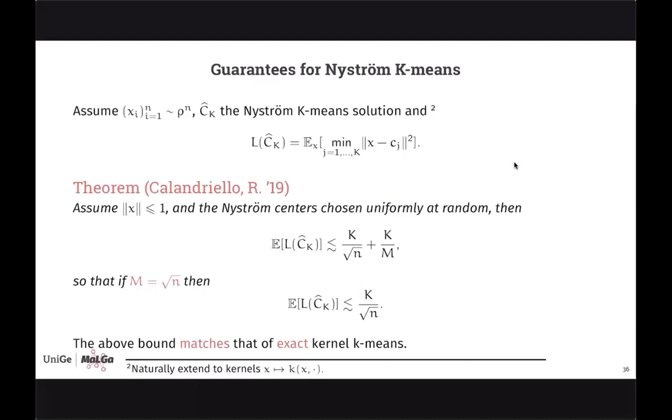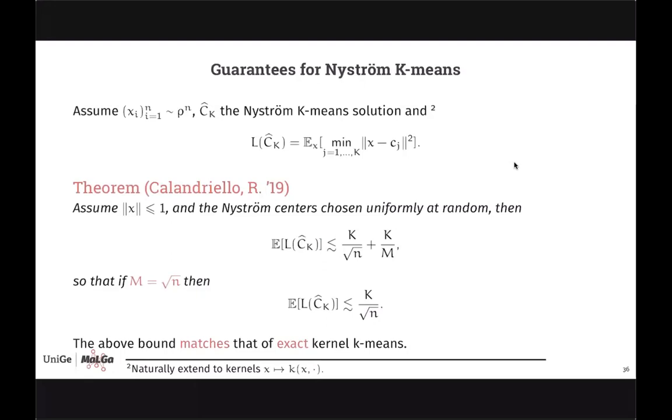In this case, what we have is that we can decompose the error of this Nyström kernel K-means in two parts. The first one, as you see, goes as K over square root of N and is a statistical part. The second part goes as K over M. It depends on the number of centers. This is the computational cost of doing the projection. And it's clear from this expression that if you choose M of order square root of N, then you can go back and obtain the bound, which is K over square root of N.